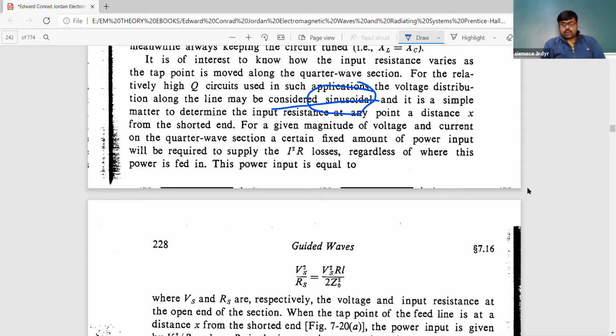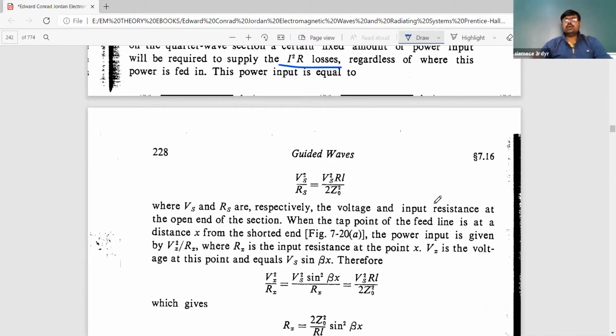For a given magnitude of voltage and current on the quarter wave section, a fixed amount of power input will be required to supply the I square R losses, because this is the loss parameter that we have to find out. And we know the maximum power, suppose P, we are feeding. So this I square R loss maximum will be fixed.